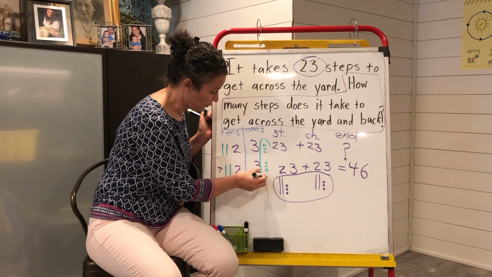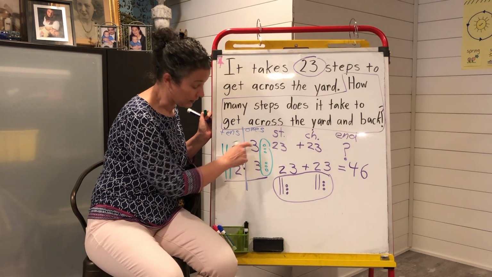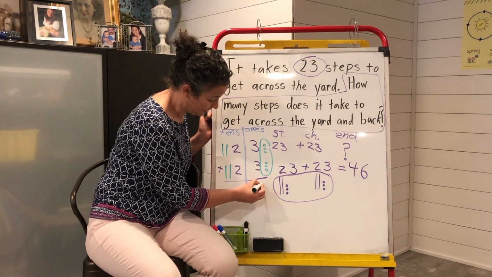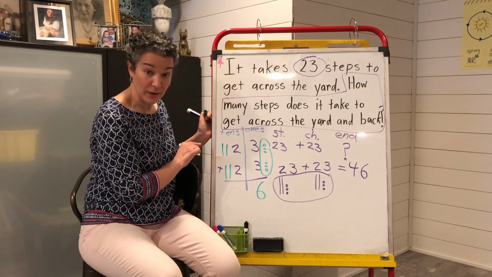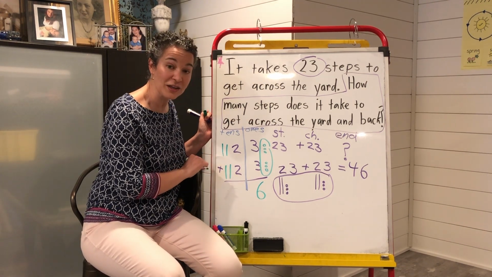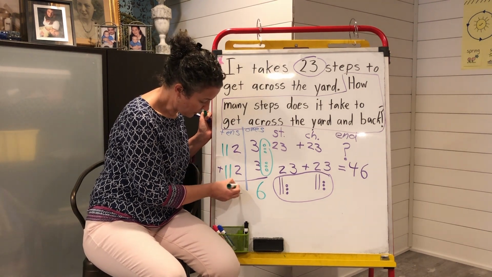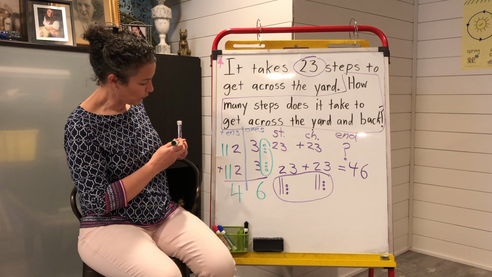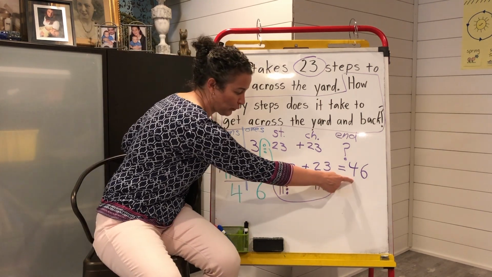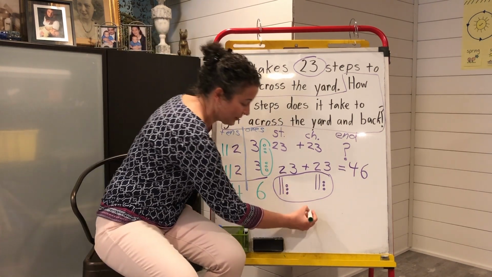Let's do the ones first. Ready? Here we go. 1, 2, 3, 4, 5, 6. Let's check it. 1, 2, 3, 4, 5, 6. Now let's count up our tens. You ready? Here we go. 10, 20, 30, 40. Let's do it again. 10, 20, 30, 40. So my friends, what is the sum of 23 plus 23? Yeah, our sum is 46, and we proved it twice. We got 2 different quick picks to prove it, and we're feeling good.